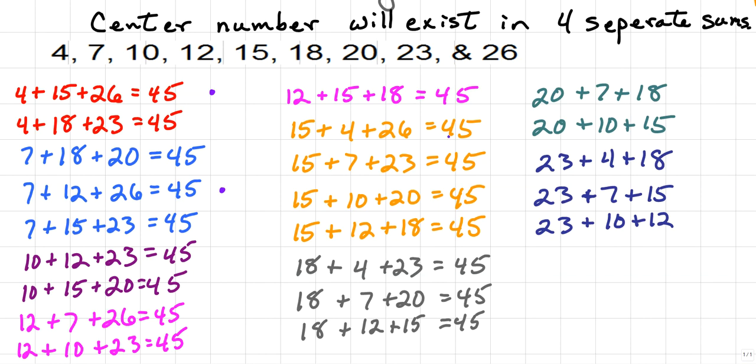And then we look for another 26, and we note that 26 occurs here, but it's the same as this one, so I don't need to write that twice. And 26 does not occur anywhere else. So now I know that I have 26 plus 4 plus 15, and then 26 plus 7 plus 12.